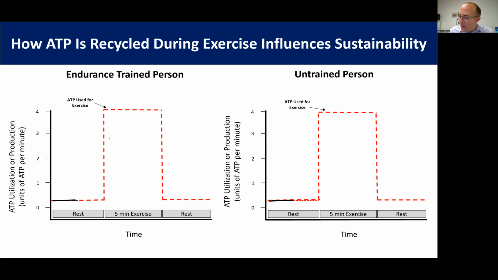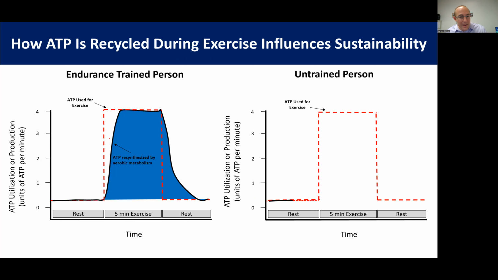Now, where they get the ATP from is going to differ. As I mentioned, our bodies prefer to get as much ATP as possible from aerobic metabolism because it's highly sustainable. We can do it for a very long time, and it doesn't cause as much muscle fatigue and disturb homeostasis nearly as much as our anaerobic mechanism.